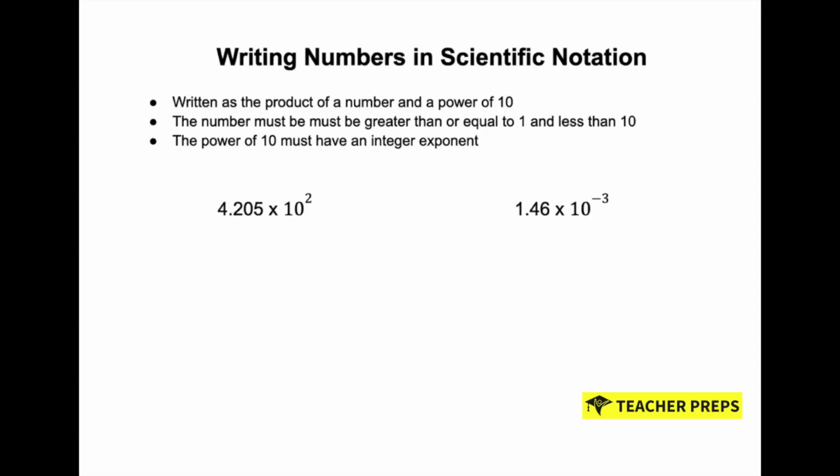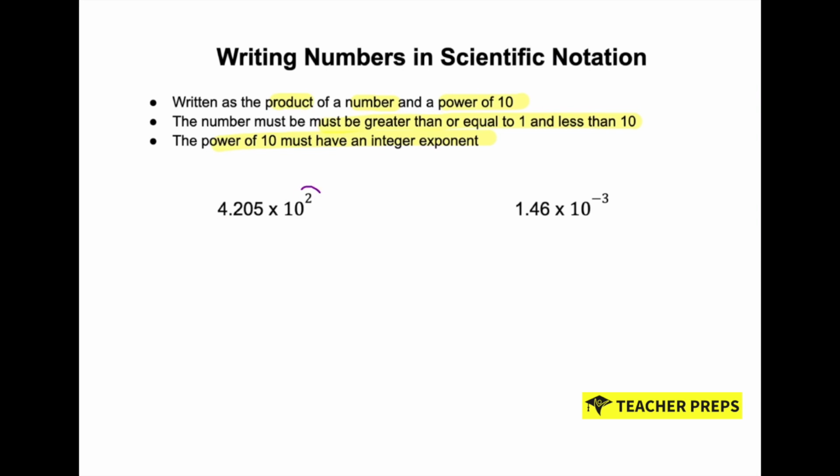When we write numbers in scientific notation, there's a very specific format that they must follow. First, it's written as a product, which means the multiplication of a number and a power of 10. So if you look at the numbers at the bottom, you can see we have a number being multiplied by the power of 10. The number must be greater than or equal to 1 and less than 10. That means that first digit cannot be a 0 or a 10. The last rule that the format must follow is that the power of 10 must be an integer exponent. The power cannot be a decimal or a fraction.